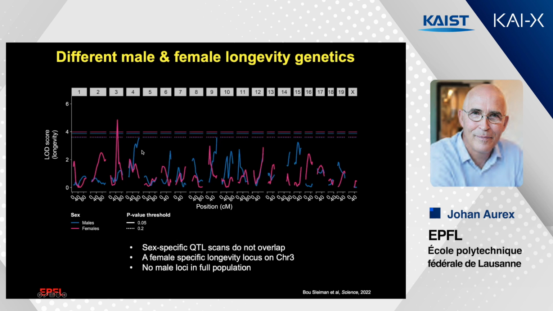We found a few loci in males which became significant if we truncated the population, actually looked at the very old mice, the mice which survived, if we truncated 80% of the mice.